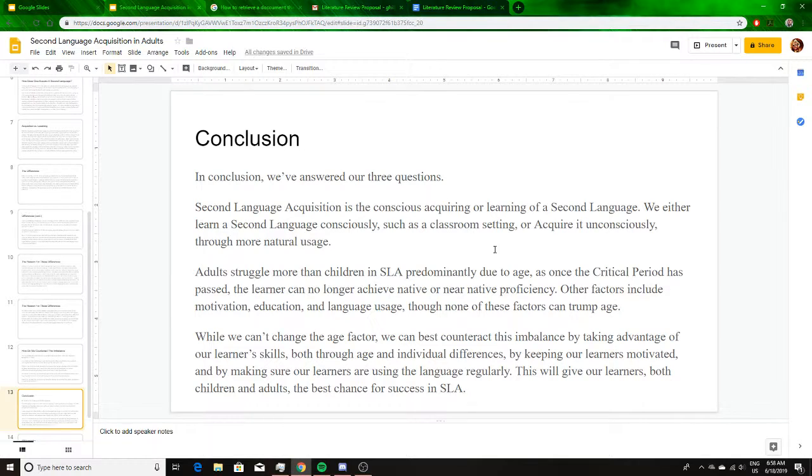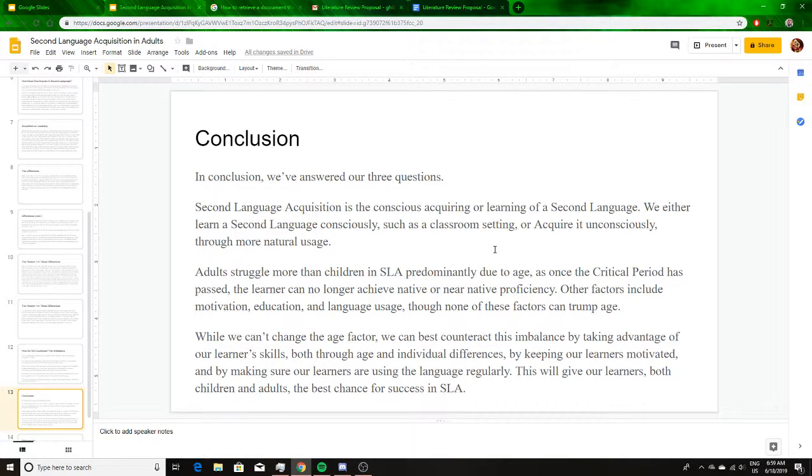In conclusion, we've answered all of our three questions. Second language acquisition is the conscious acquiring or learning of a second language. We either learn a second language consciously, such as in a classroom setting, or acquire it unconsciously through more natural settings. Adults struggle more than children in SLA, predominantly due to age, as once a critical period has passed, the learner can no longer achieve native or near native proficiency. Other factors include motivation, education, and language usage, though none of these factors can trump age.